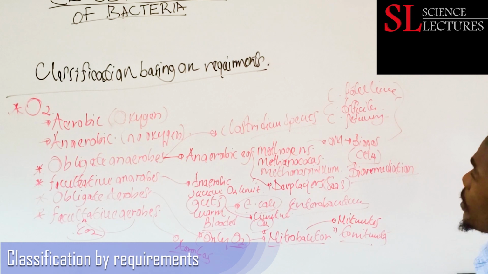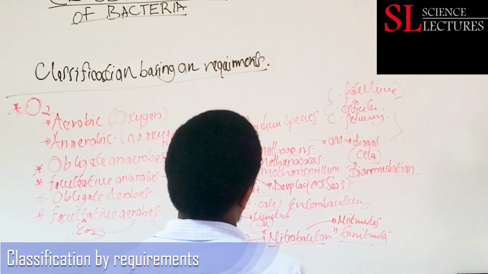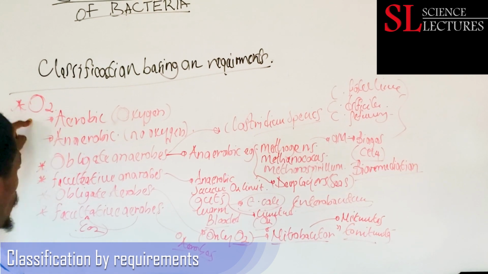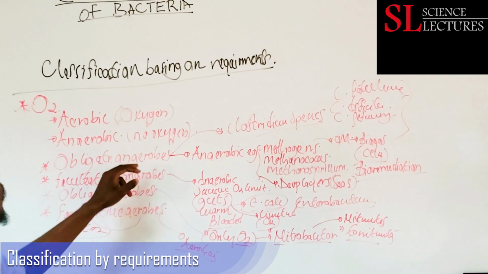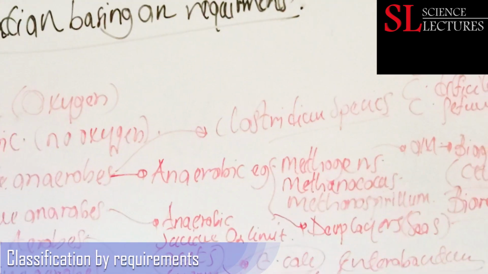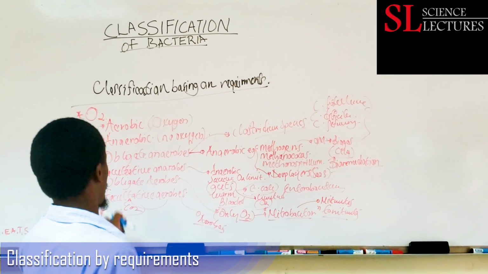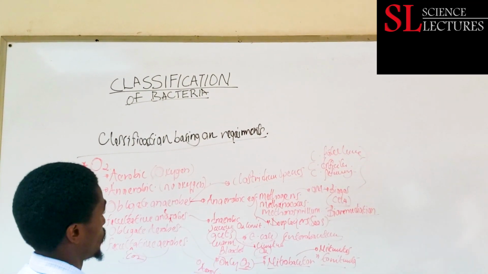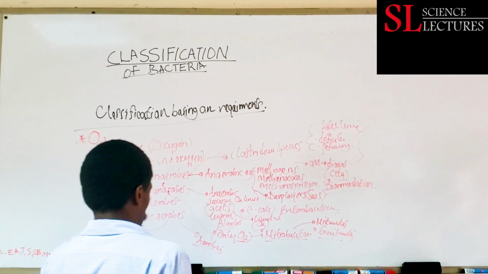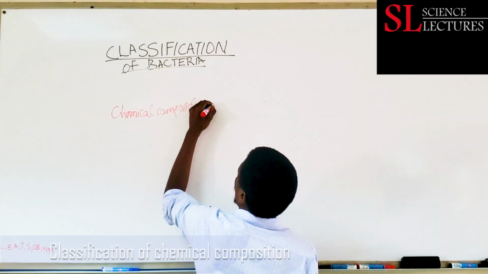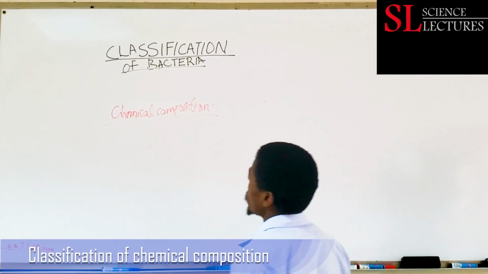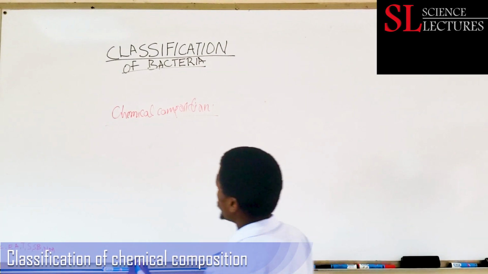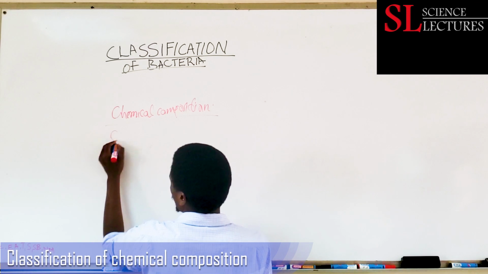So that is it with classification based on requirements, but the requirement we are putting emphasis on is oxygen. Some can be obligate anaerobes, facultative anaerobes. Then we can have obligate aerobes and facultative aerobes. So that is classification based on requirement. So bacteria basing on the chemical composition. So chemical composition, we'll basically have a closer look at their cell walls.